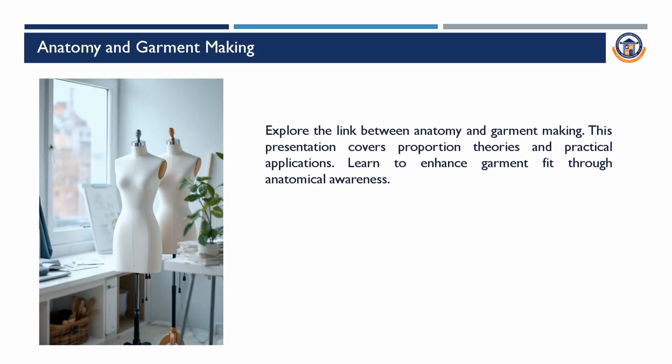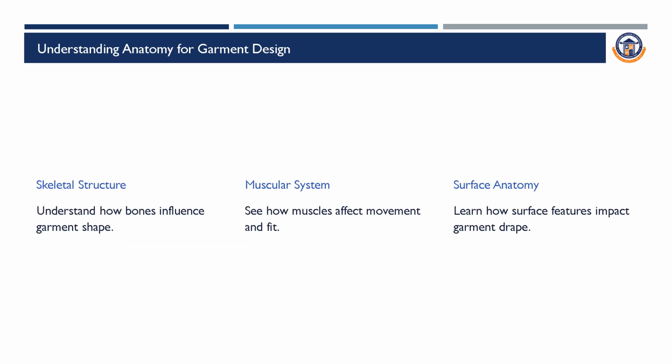Anatomy and garment making. Garment making is closely linked to human anatomy. By understanding skeletal and muscular structure, we can create comfortable and well-fitted garments. The skeletal structure influences garment shape, the muscular system affects the movement and fit, and the surface anatomy impacts garment drape and visual appearance.